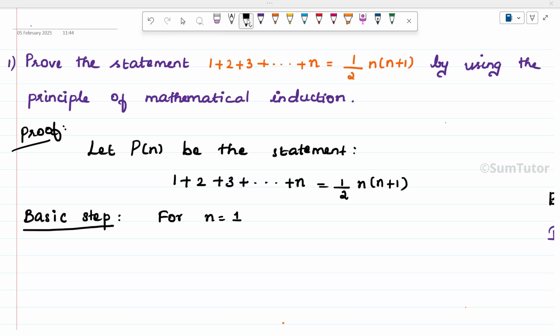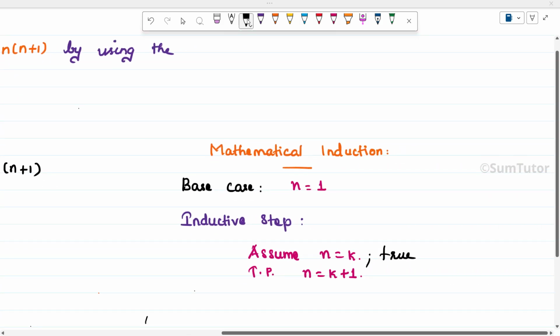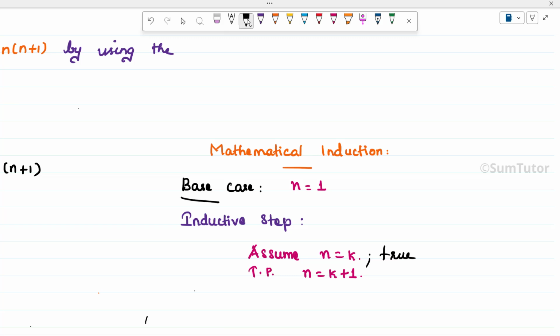What are the steps involved in mathematical induction? This is the method. First, you have to prove the statement for n = 1. That is the base case. So for n = 1, we have to prove the given statement is true.